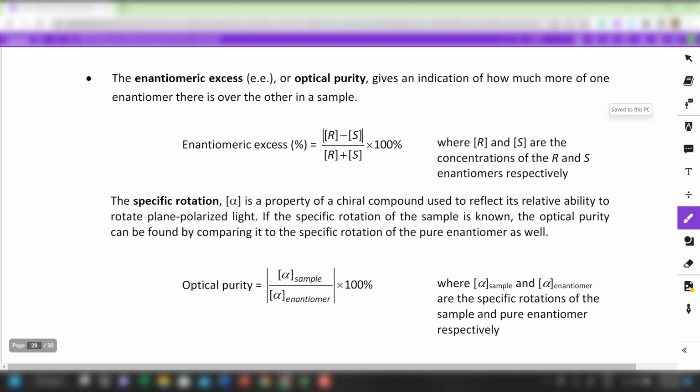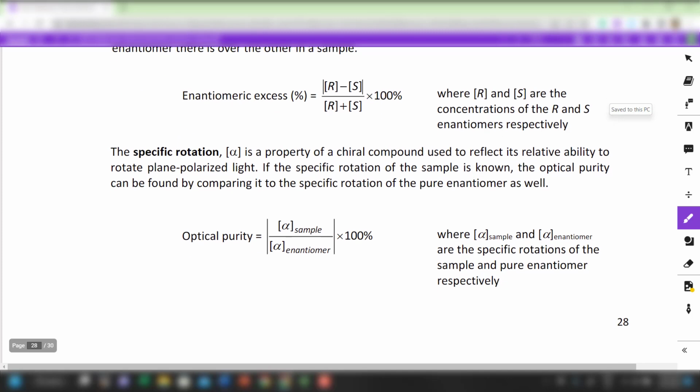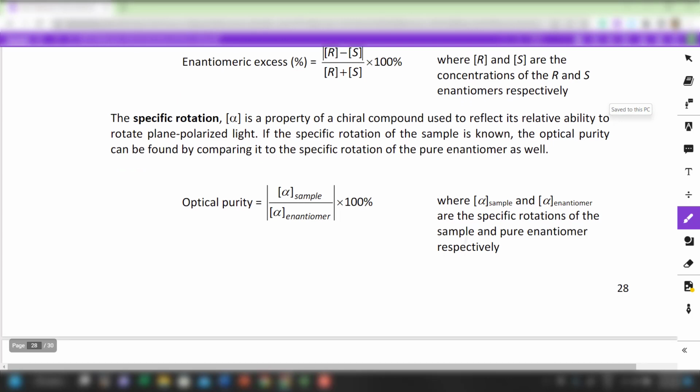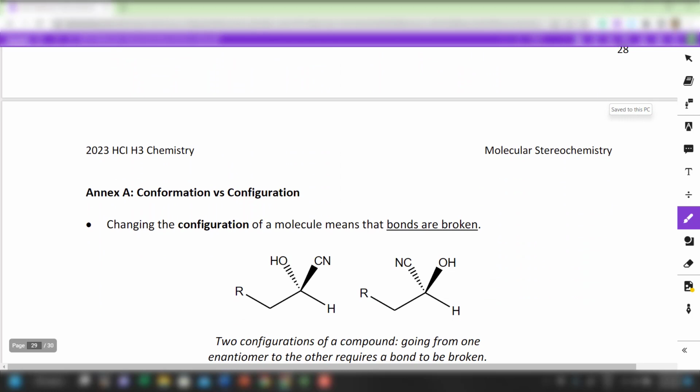to achieve. Okay, so there's also something known as specific rotation. The specific rotation of the sample is divided by that of the pure enantiomer. In that case, you will be able to find out the purity of the sample. Okay, so I think the mathematics here wouldn't pose much of a problem.